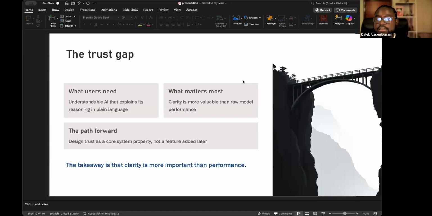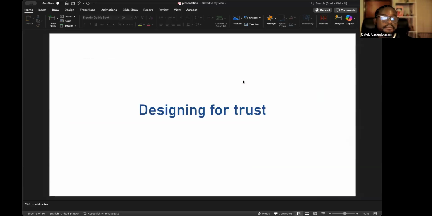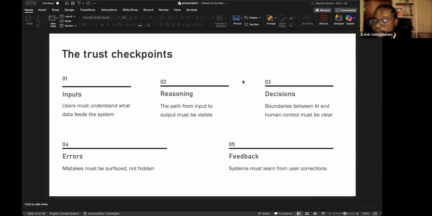Clarity, trust, defensibility, cited resources. These are very, very important in building a real connection between the actual performance of the AI and real world use cases in business. The path forward, we will need to design trust as a core system property, not as an afterthought. And I think that's why this conversation is really important to have as often as possible. Designing for trust, what does that look like?